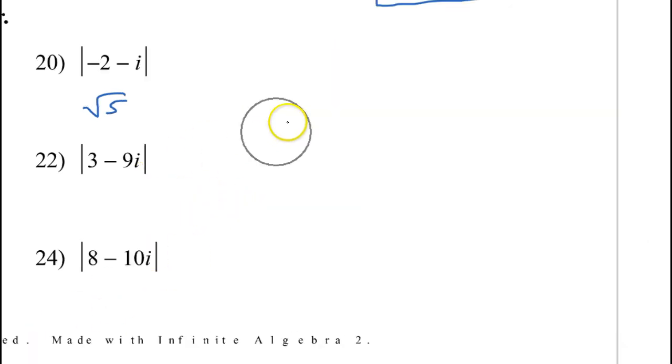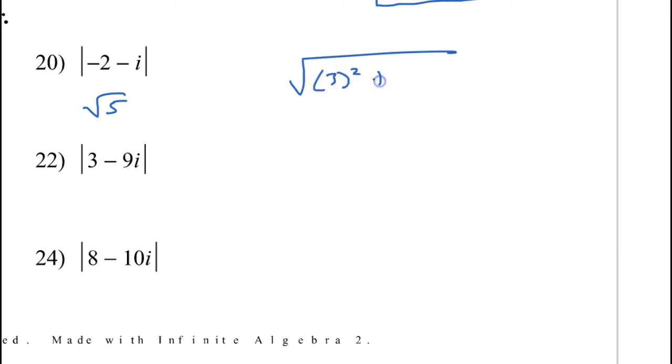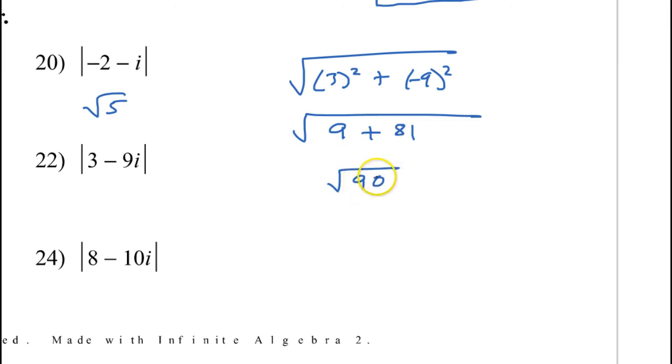For number 22, we have the square root of 3 squared plus negative 9 squared. So that'll be the square root of 9 plus 81. So that'll be the square root of 90, which clearly is 9 times 10. Square root of 9 times square root of 10. Square root of 9 is 3, so we have 3 radical 10 for the final answer.